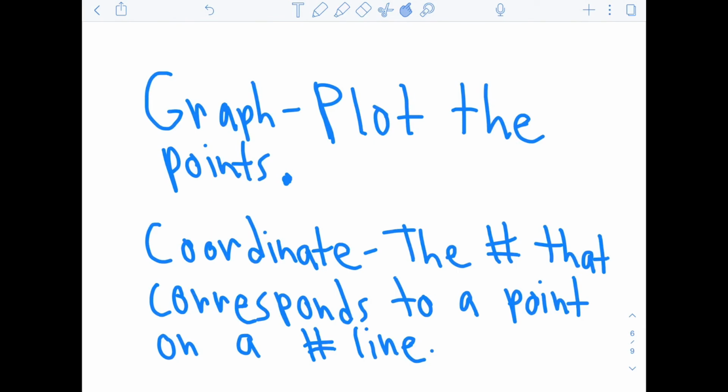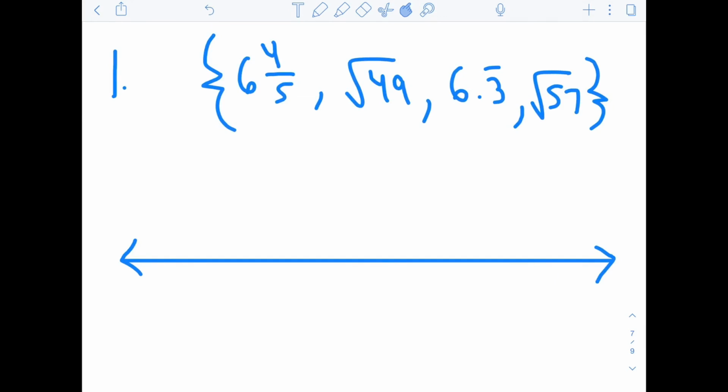So what does it mean to graph something? So when you graph a set of numbers, that means you're going to draw or plot the points named by those numbers on a number line. And the number that corresponds to a point on a number line is called the coordinate of that point. So we have a set of numbers, and let's graph them on a number line, and let's order them from least to greatest.